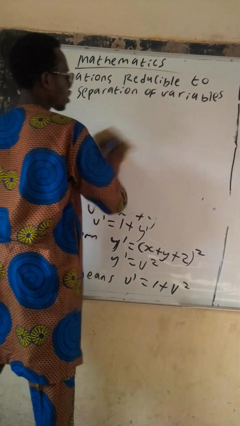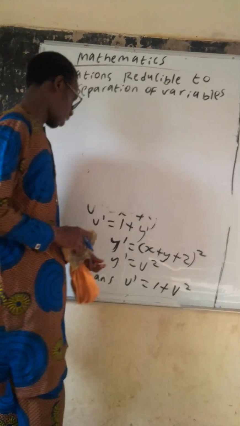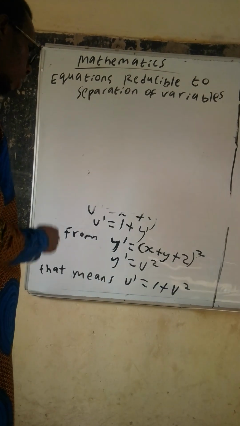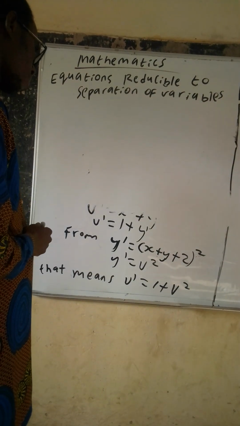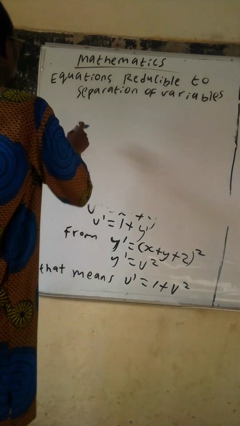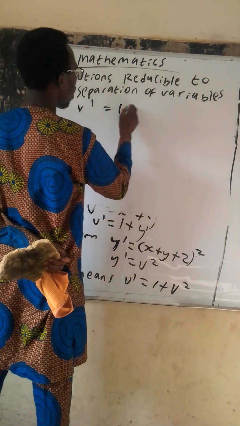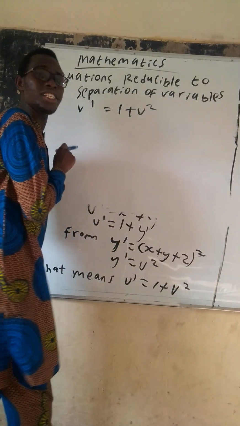Please make sure when solving questions in mathematics, please do take it step by step. So we have this, right? Now let's integrate both sides. But before that we have the first derivative of v equals 1 plus v squared, right? This is what we had initially.